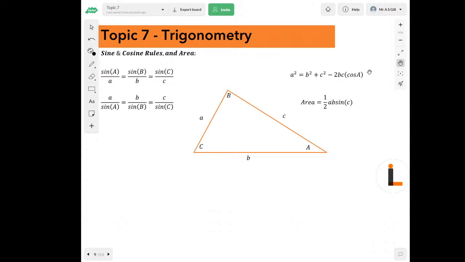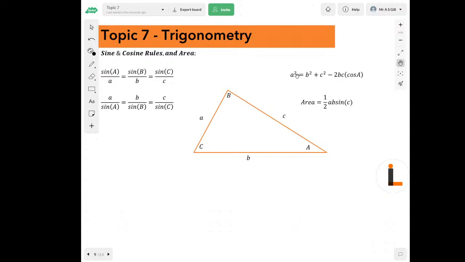Some things I want to highlight as well. The notation here that we've got is corresponding sides and angles labelled as the same letter, just different cases. When we are dealing with the area equation, this angle here must be between these two sides. So we've said AB sine C here, we could have AC sine B or CB sine A, it doesn't matter as long as the angle is between the two sides.